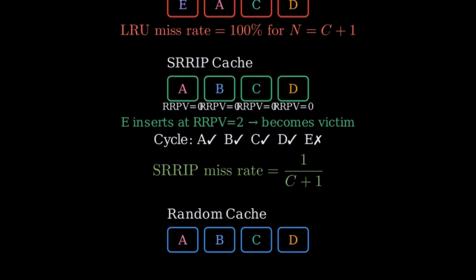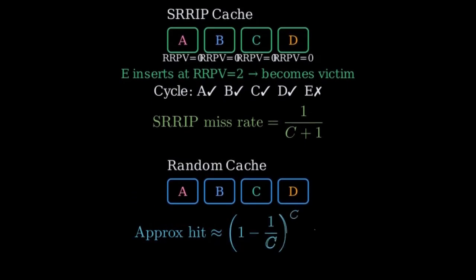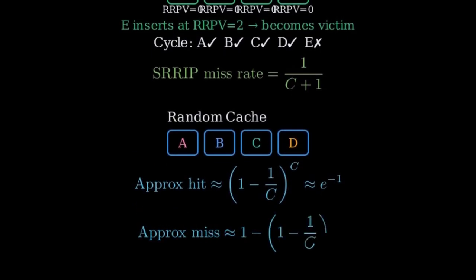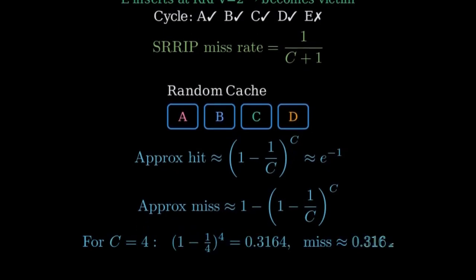If each intervening miss has a 1 over C chance to evict our item, then the survival probability is roughly (1 minus 1 over C) raised to the C power, which is close to 1 over e. So the miss rate is about 1 minus that, around 36 to 38%, which is clearly worse than 1 over C plus 1. For capacity 4, that gives a miss rate near 0.316.